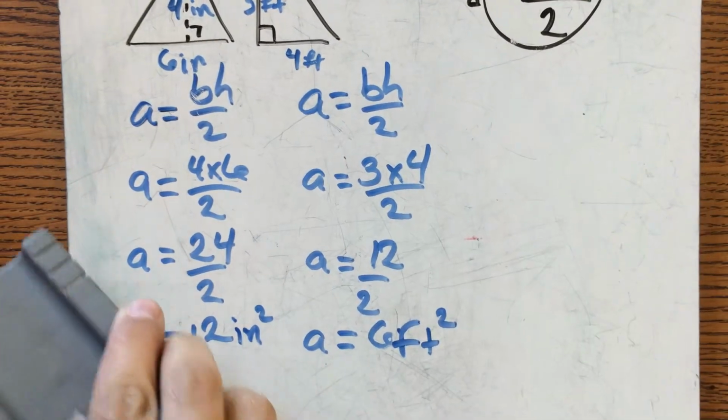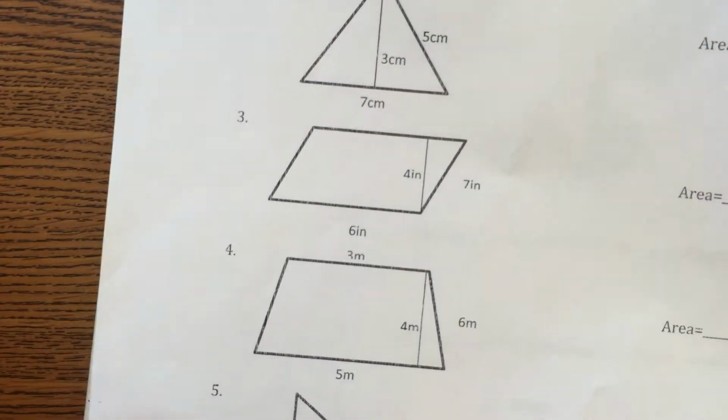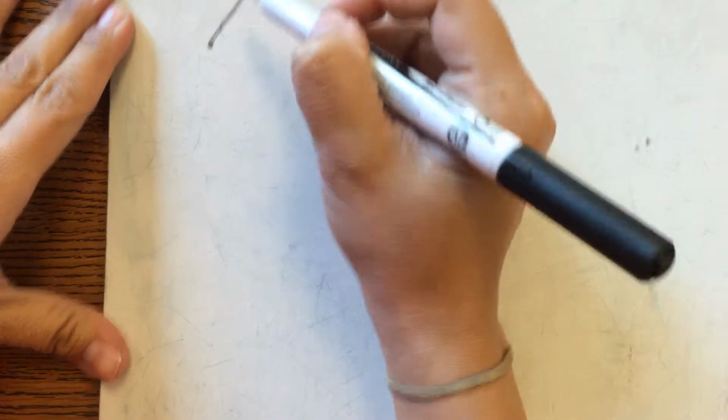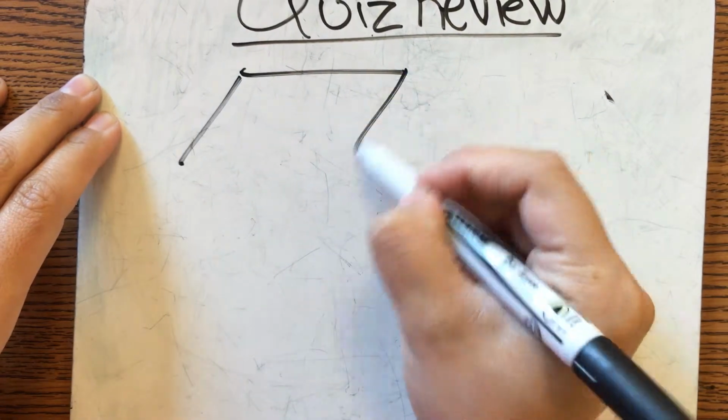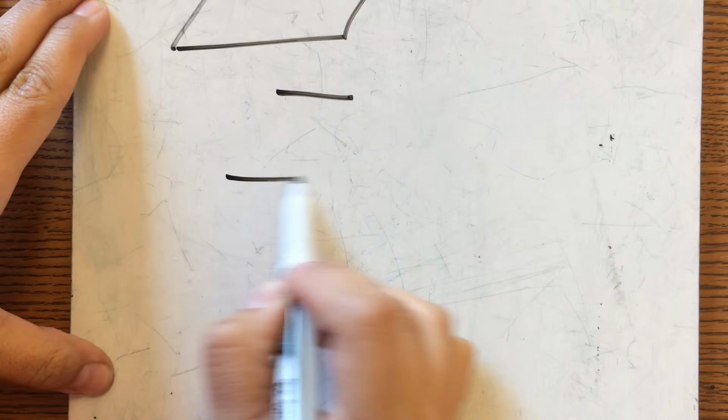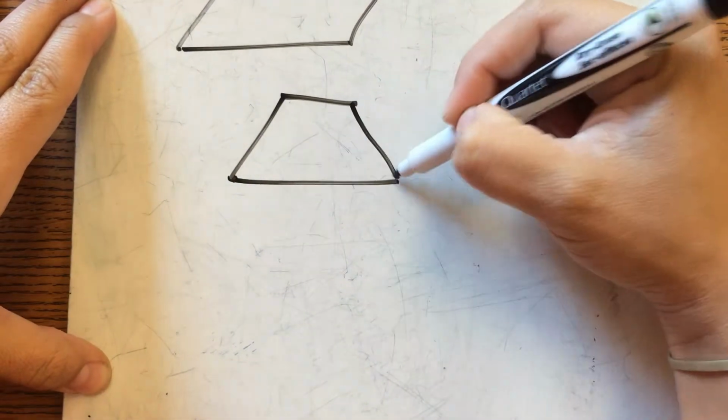Here's another problem I saw with the quiz. The next most common problem was mixing up a parallelogram and a trapezoid. Let's talk about a parallelogram and a trapezoid. A parallelogram looks like this. A trapezoid looks like this.